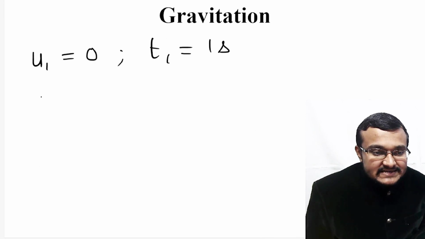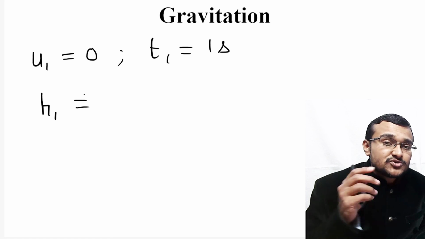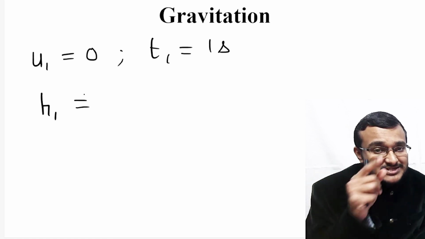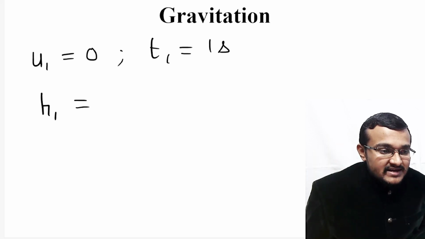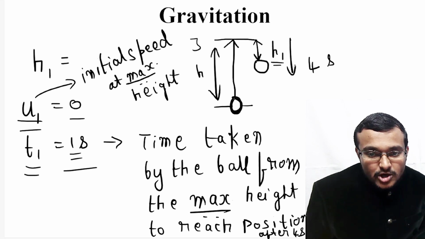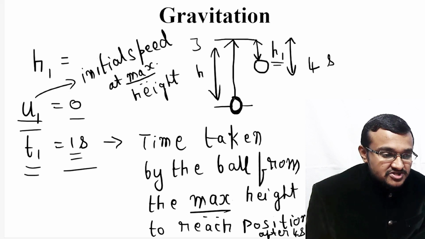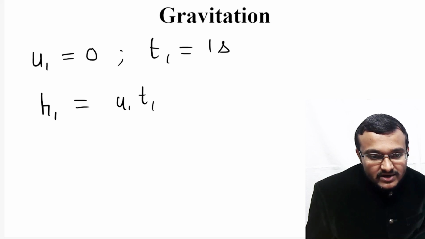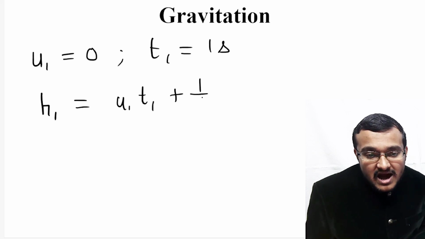Now you can write the equation of motion. The second equation of motion is distance s is equal to ut plus half at square. But here in the place of distance I'll take h1, because it has reached this position after 4 seconds. So it has reached the h1 position from the top. This distance is h1 and the total distance is h. So h1 is equal to u1 t1 plus half g t1 square.